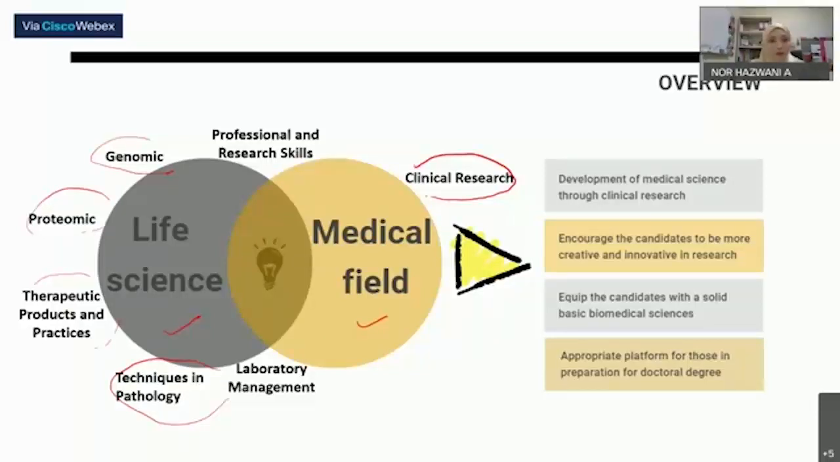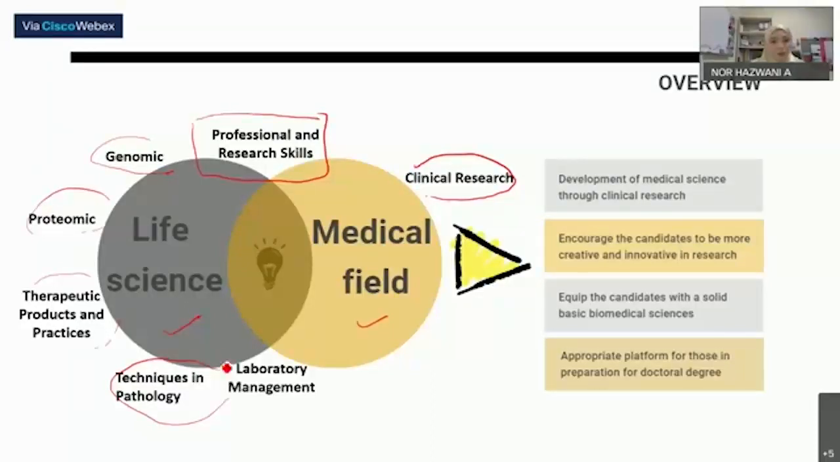Professional and research skills: this module was specifically designed to train the candidate to be a good researcher, starting from how to write a research proposal and how to apply for a research grant. Besides, the candidates will also learn about multimedia skills, communication skills, biostatistics, and scientific and academic writing.